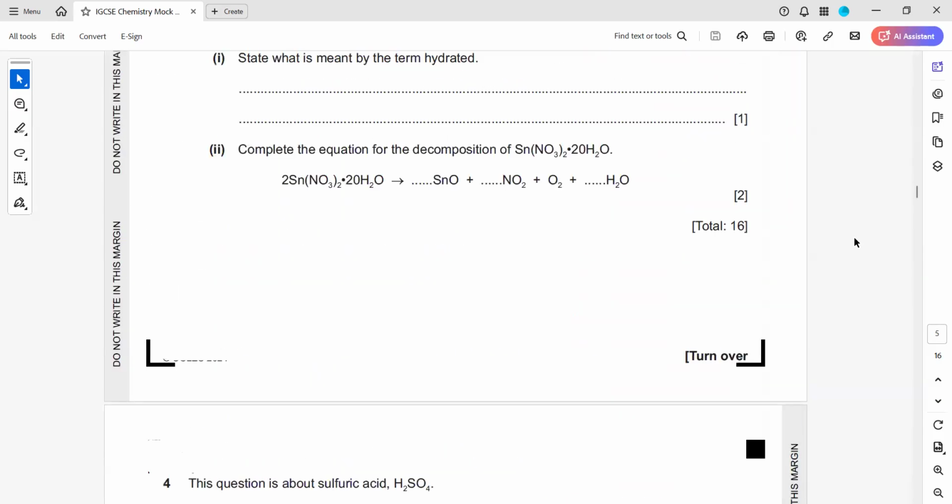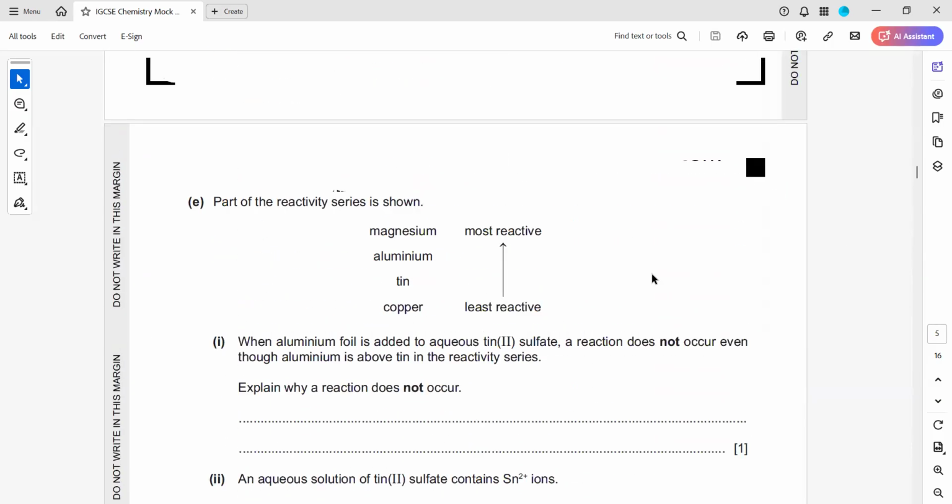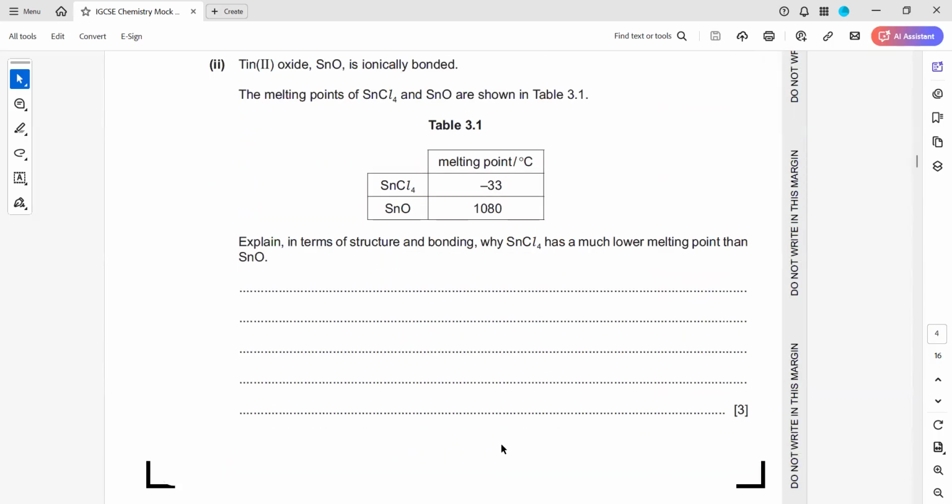SnCl4 is a covalent bond. Its intermolecular force is weak, due to which it has a lower melting point.